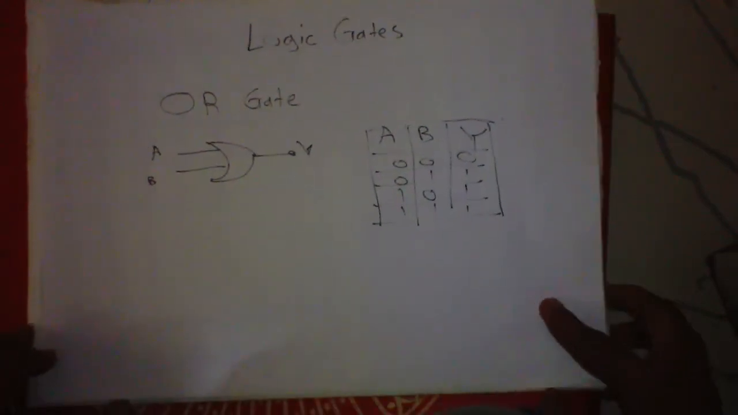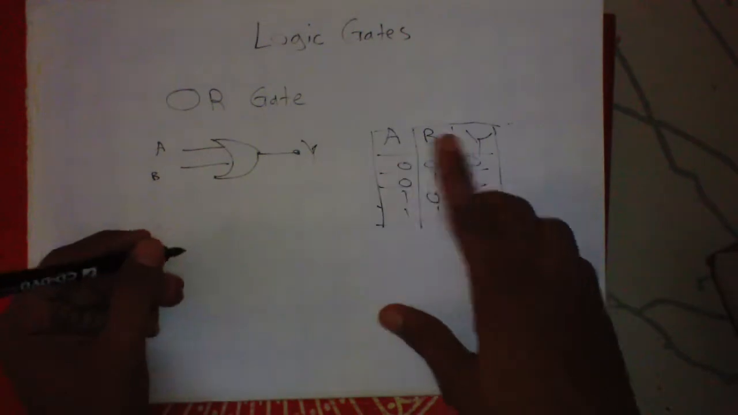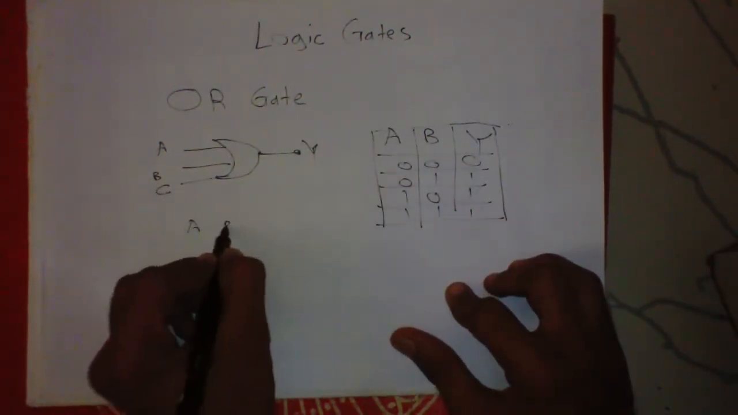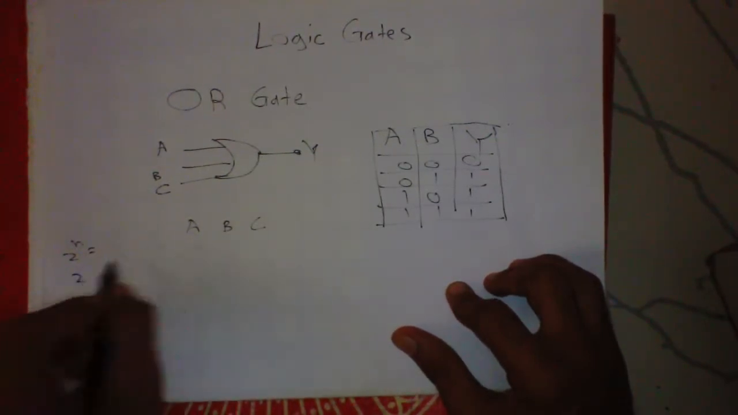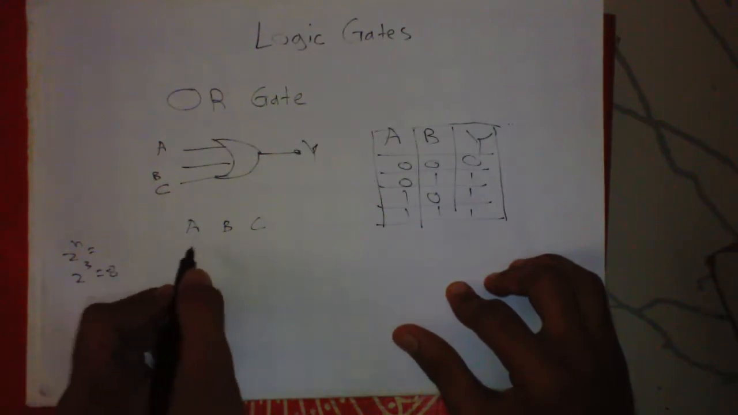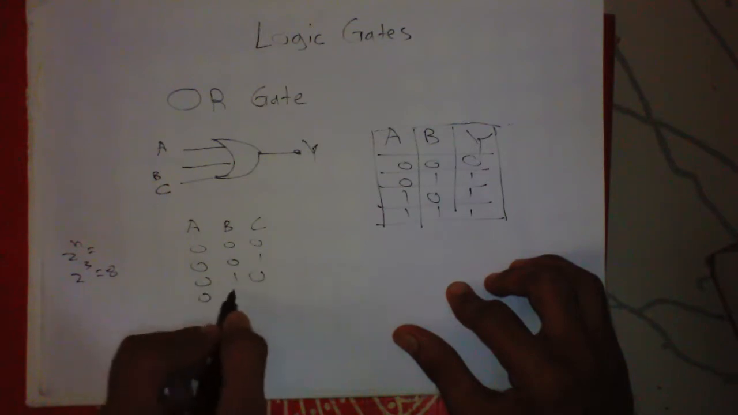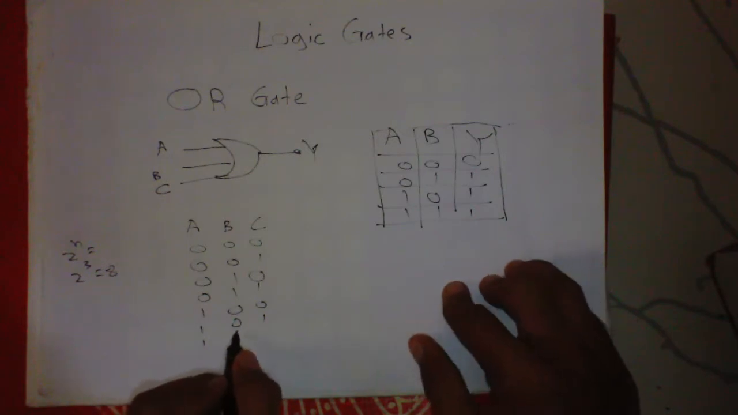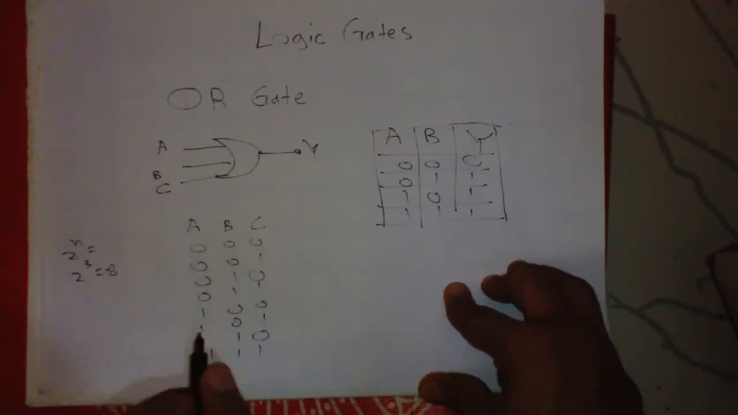So let's make a truth table for 3 inputs. Add C: A, B, C. 2 raised to n equals 2 raised to 3, which is 8. 8 combinations will be there. 0 0 0, 0 0 1, 0 1 0, 0 1 1, 1 0 0, 1 0 1, 1 1 0, 1 1 1.